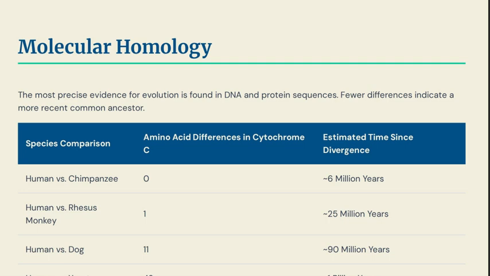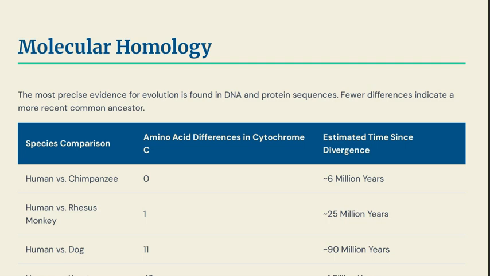Looking at molecular homology, we see that the most precise evidence for evolution is found in DNA and protein sequences, and fewer differences indicate a more recent common ancestor. Like, let's compare humans and chimpanzees. They have 0 amino acid differences in cytochrome C. So that means the common ancestor was around 6 million years.